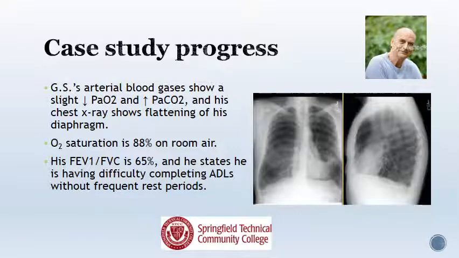And his forced vital capacity is his inhale, his forced expiratory volume is his exhale. The ratio of those two things is 65%. So he's not doing a great job of getting rid of the air that he inspires. And he says he's having difficulty completing his ADLs without frequent rest periods. So I would say, I don't have the scale in front of me, but he's probably moderate for his COPD. The fact that he needs to rest frequently, the fact that his saturation is low on room air, he's got some COPD going on.